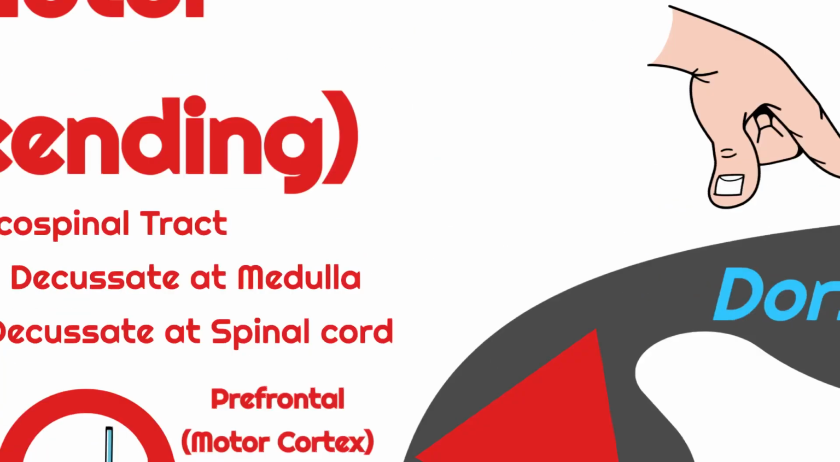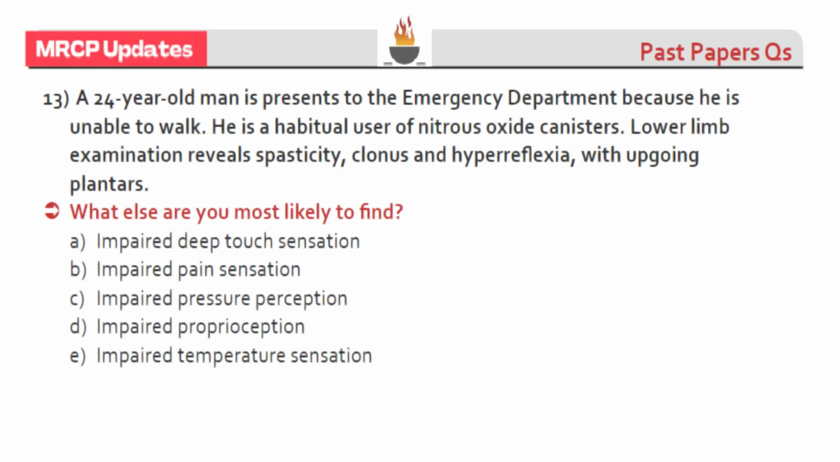Now, going to our last clinical scenario. This is an actual question from MRCP Updates past papers. A 24-year-old man presents to the emergency department because he's unable to walk. He's a habitual user of nitrous oxide canisters. Lower limb examination reveals spasticity, clonus, and hyperreflexia with upgoing plantars. The question is, what else are you most likely to find?